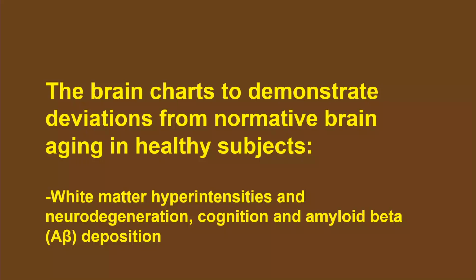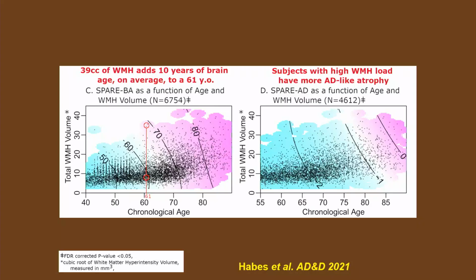All right. Now, can we replicate what we have seen in the SHIP study in the larger consortium? Do white matter hyperintensities associate with accelerated brain aging and with AD-like atrophy? And this is what we are plotting now precisely using the brain charts. The figure to the left is showing the association between white matter hyperintensities on the y-axis, and the third dimension here is brain age. So for an individual who is 61 years old, having more white matter hyperintensities could add up to 10 years of brain age on average.